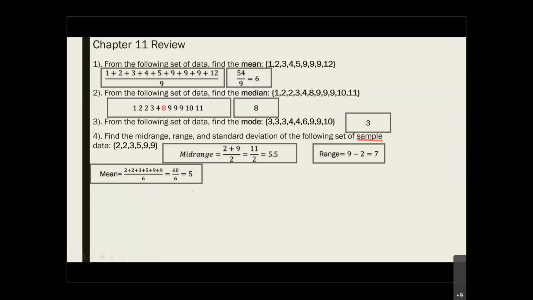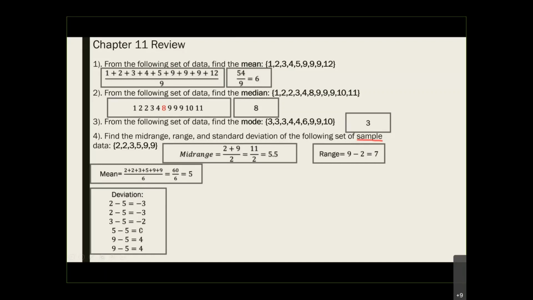The second step we need to do is find the deviation. What is the deviation? Reminder, the deviation is the data minus the mean. My data is 2, 2, 3, 5, 9, 9. I need to take the data minus the mean, which is 2 minus 5 will give me -3, -3, -2, 0, 4, 4.